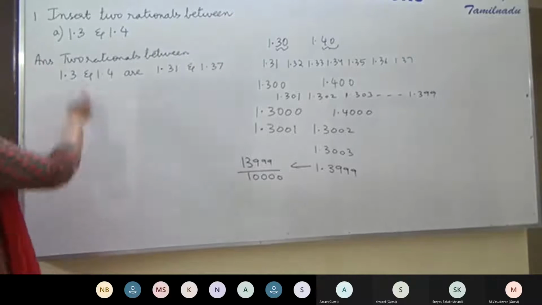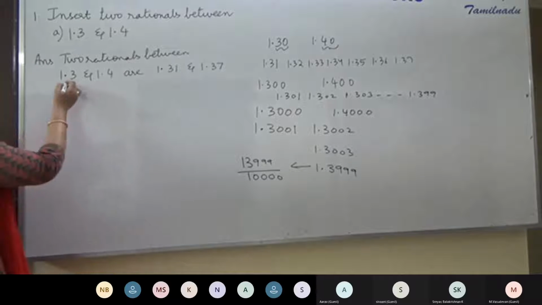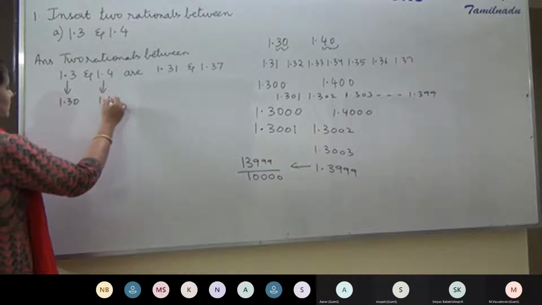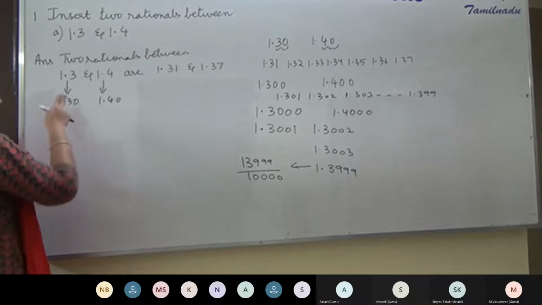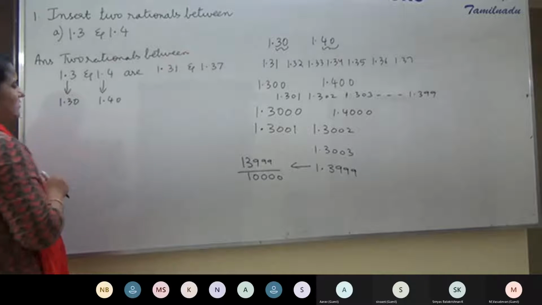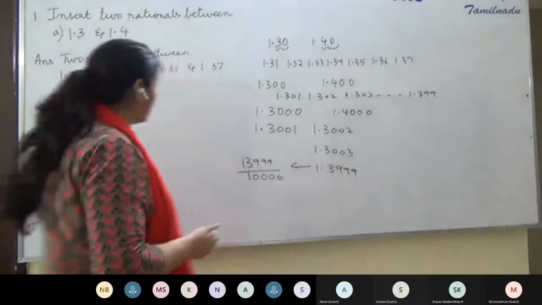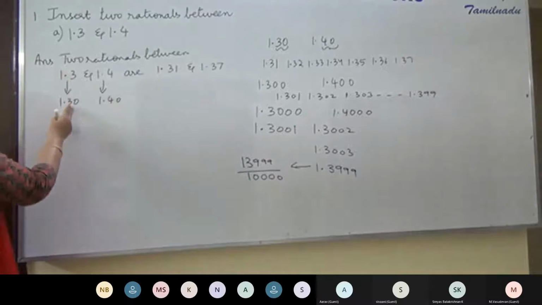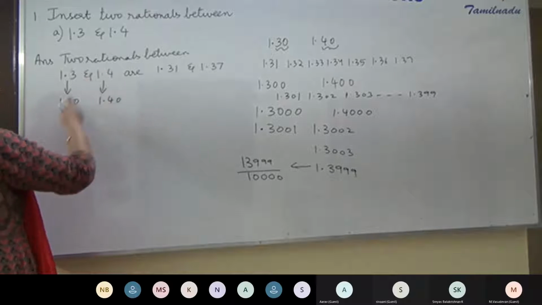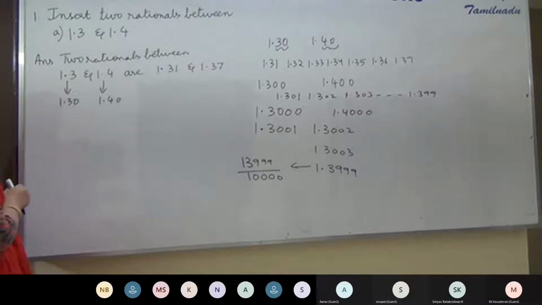So coming back to this, two rationals between 1.3 and 1.4. Here we are looking at 1.3 as 1.30 and 1.4 as 1.40. With this visualization, we can write 1.31 and 1.37. You can write any of these numbers. So between these two, we have these two rationals, 1.31 and 1.37.